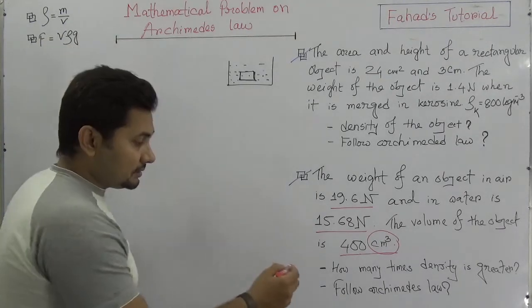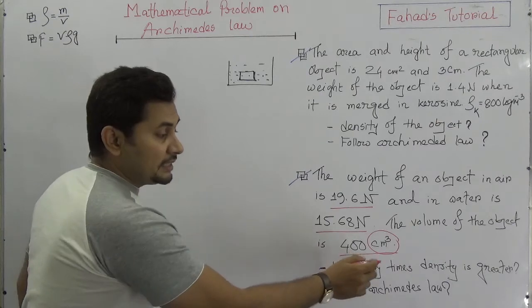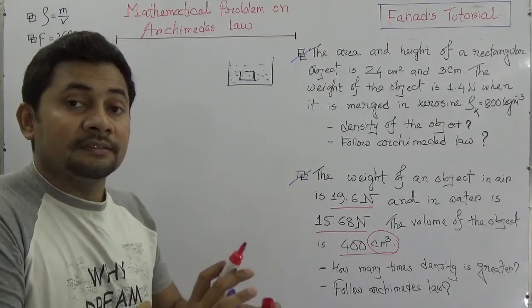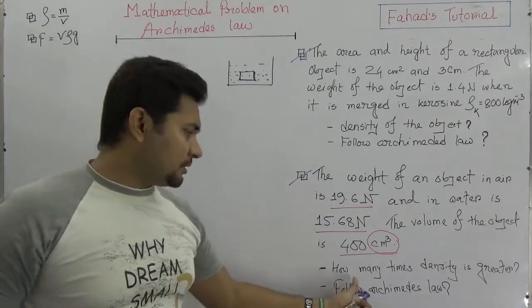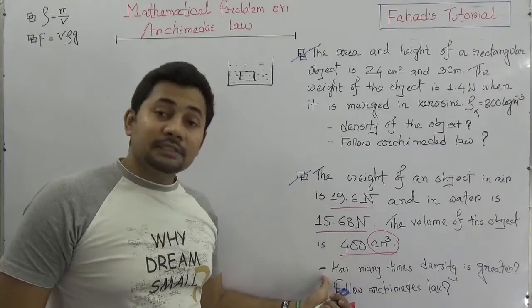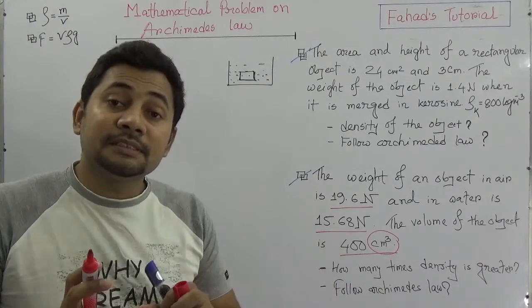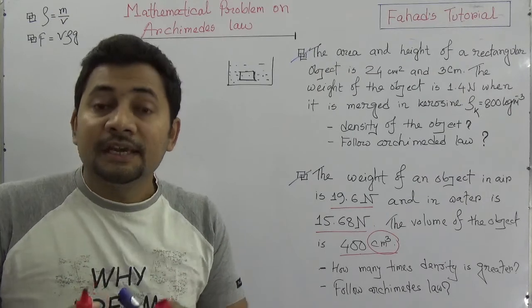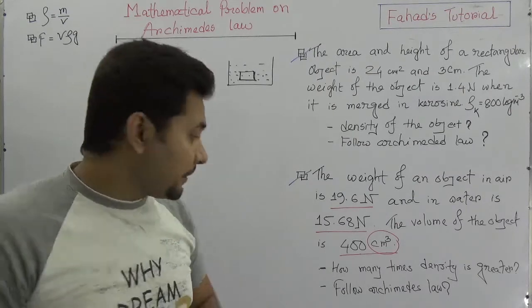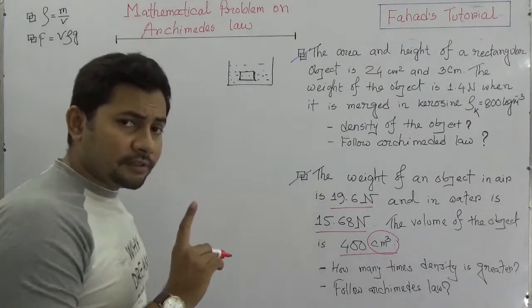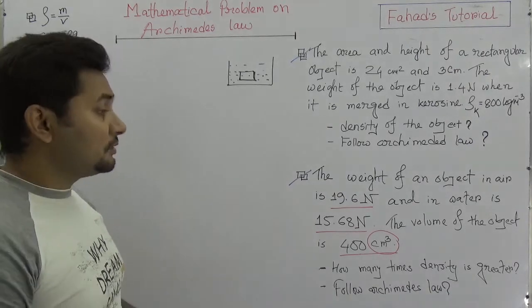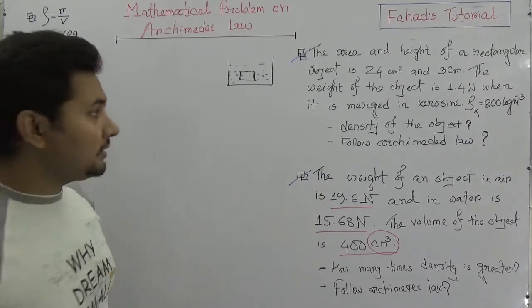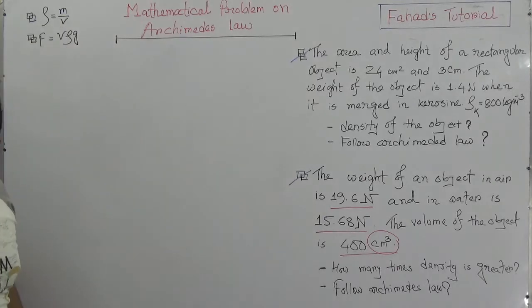The question is, how many times is the density of the object greater than the density of water? I just wrote small keywords, but the question is how many times the density of the object is greater than that of water, and also whether it is following the Archimedes principle. So it has two questions. Okay, now let's see what's given.